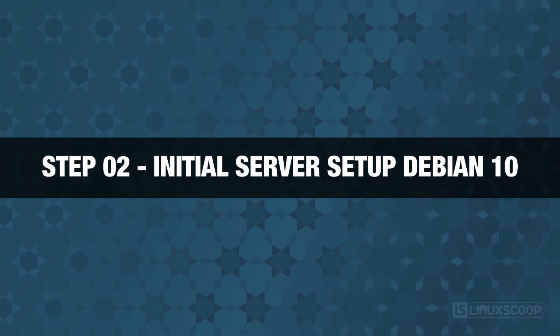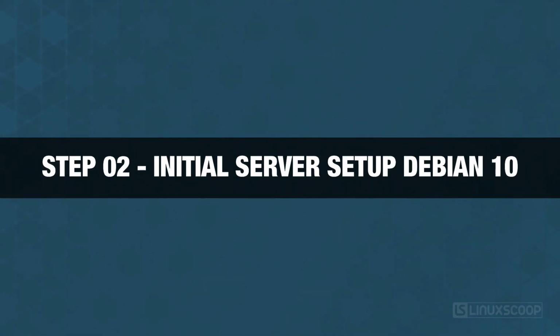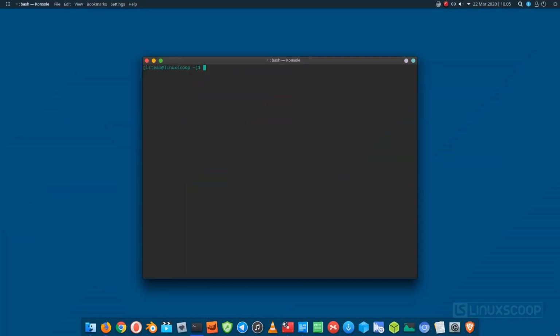Step 2. Initial server setup for the Debian 10 server. In this step, we will create a new user account that will be added to the sudo group and configure SSH. Now, from your terminal, log in to the Debian 10 server.